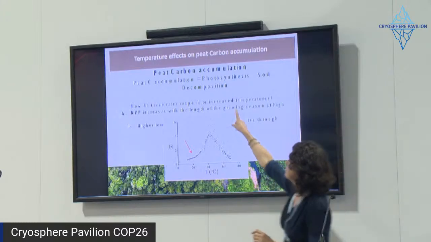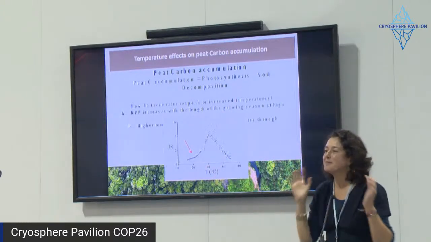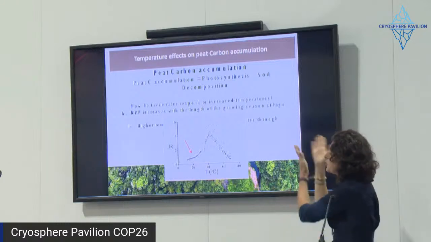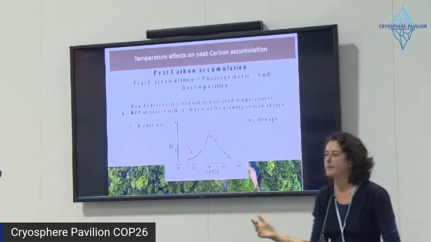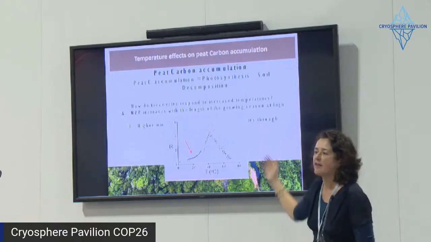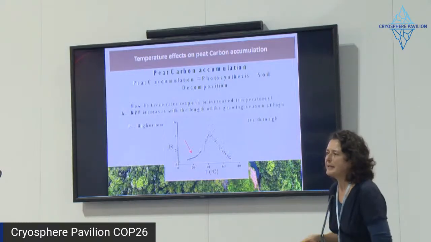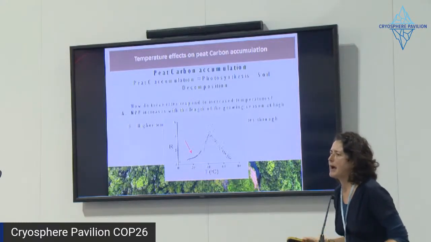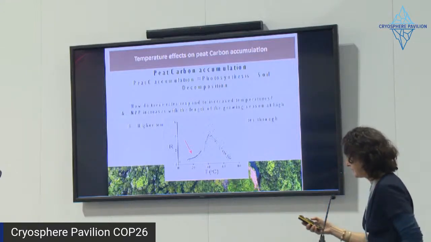But those two terms, both of them, are increasing. So the question, the million pound question, is which one will increase more? Will we have more carbon accumulated because there is more plant growth, or less because we have more soil decomposition? So we've been looking at peatlands all over the world for a long time now, trying to find the answer to this question.